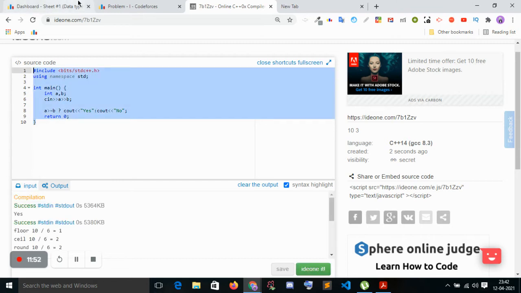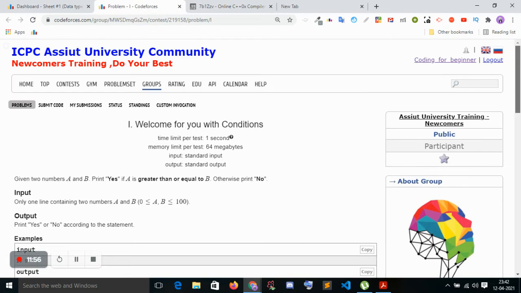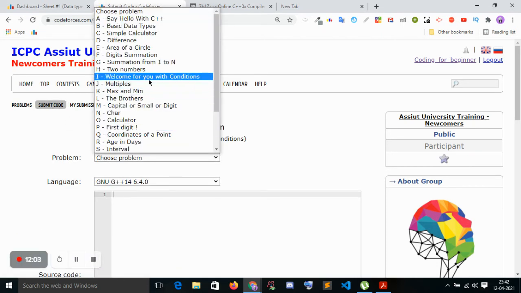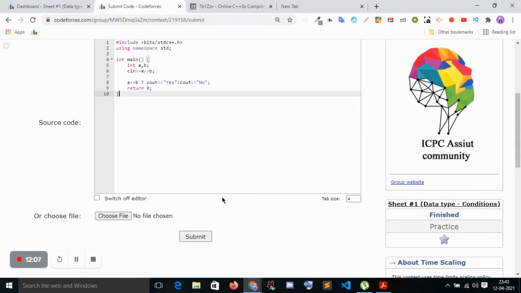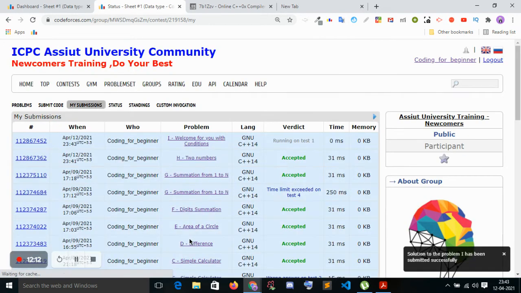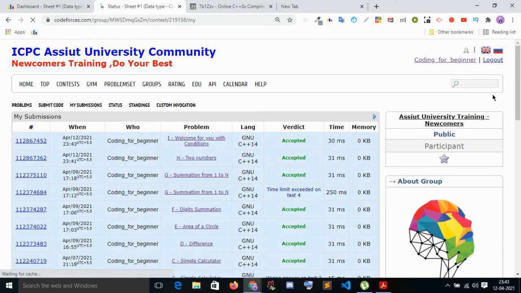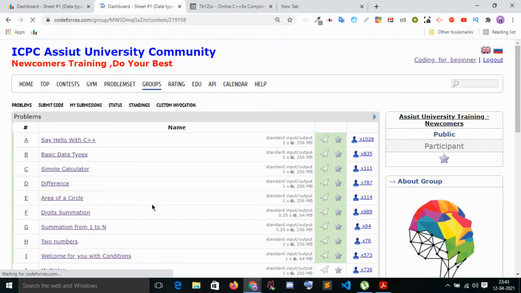So for that I will check it. We'll submit it. This is not very hard. Now we can also do it with an if else statement. Okay, so it's accepted. Let's try to solve another problem.